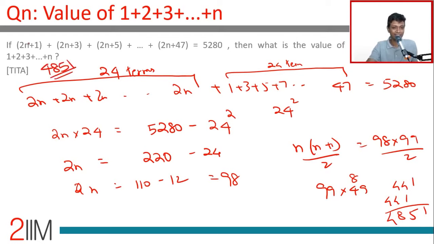When you're just breaking this, keeping the 2n terms separate, keeping the 1, 3, 5 terms, the sum of the first n natural numbers is n square. It's totally worthwhile remembering that. So we subtract that 24 square from this, equated to 2n into 24.